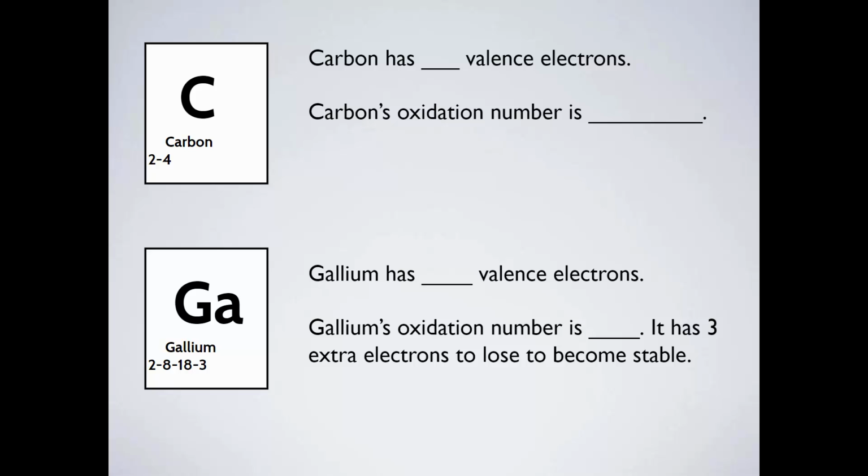How about carbon? What do you think it is? What could it be? It could be either one. It could be +4, or it could be -4. How about gallium? Just say numbers. Look at it. Minus or plus? So does it have extra or is it missing? Extra. And therefore it's plus. Extra is plus.